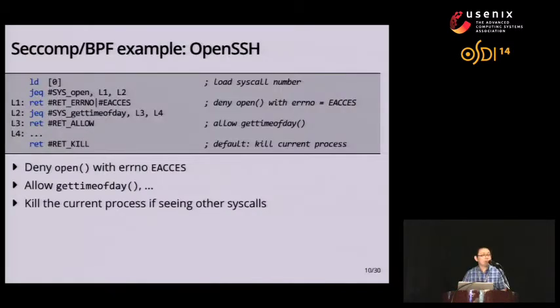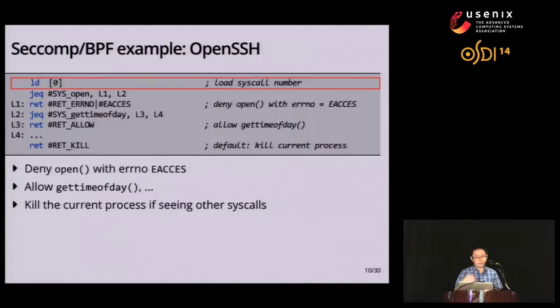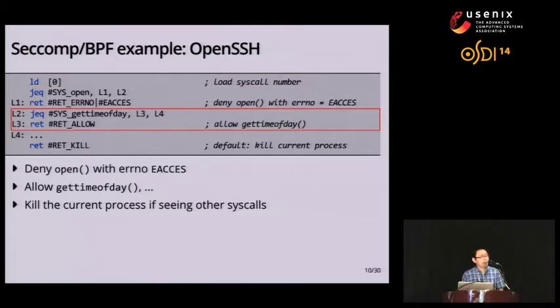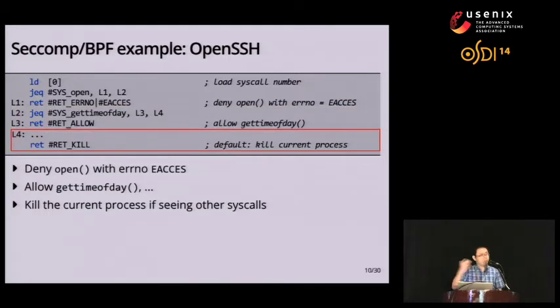So here's a concrete example of Seccomp BPF code used in OpenSSH. You can see first it loads the system call number, and then it checks, okay, if it's open, then jump to some place, and then it checks if it's get time of day, and then it's okay. And if it's not processed, then just kill the current process.